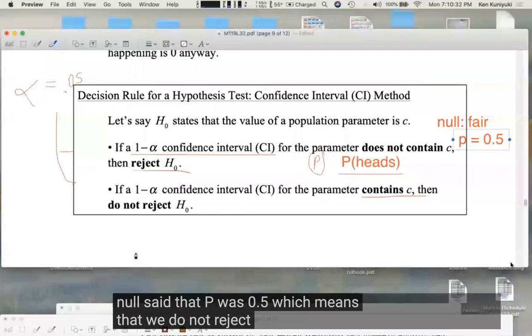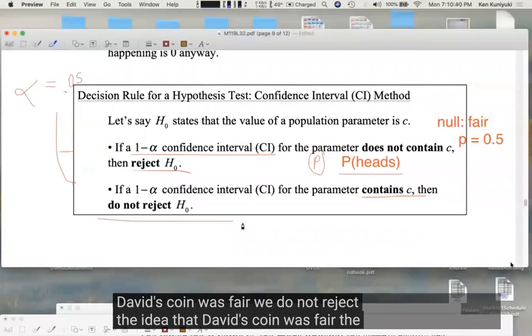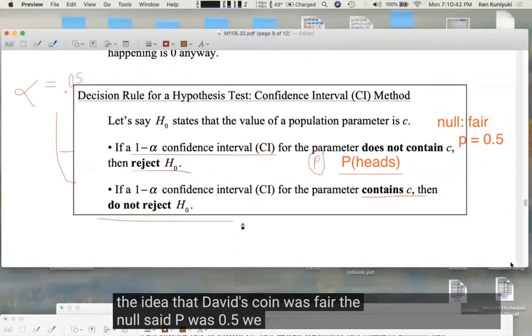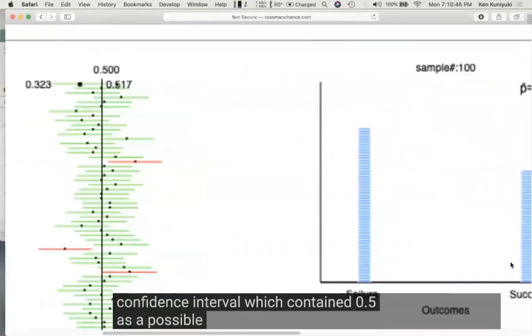which means that we do not reject the null. It means that it's still feasible that David's coin was fair. We do not reject the idea that David's coin was fair. The null said P was 0.5. We got this confidence interval, which contained 0.5 as a possible value for P, realistically. So we do not reject the null. We don't dump the idea that the coin was fair.